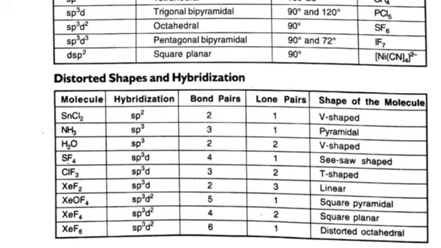Chlorine trifluoride, sp3d hybridization, 3 bond pairs, 2 lone pairs, T-shaped. Xenon difluoride, sp3d hybridization, 2 bond pairs, 3 lone pairs, linear shape. Xenon oxytetrafluoride, sp3d2 hybridization, 5 bond pairs, 1 lone pair, square pyramidal shape. Xenon tetrafluoride, sp3d2 hybridization, bond pair 4, lone pair 2, square planar shape of the molecule. And xenon hexafluoride, sp3d2 hybridization, 6 bond pairs, 1 lone pair, distorted octahedral formation.